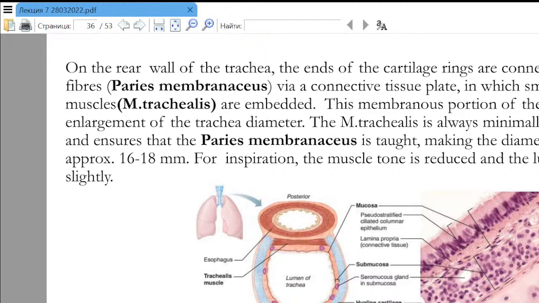What we see: the tracheal ring. This is the lumen of the trachea. Behind the trachea is located the esophagus.